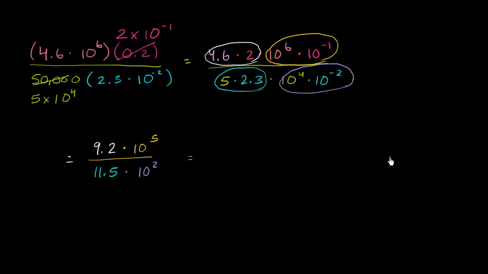So 9.2 divided by 11.5. Well, if we multiply both of these times 10, that's the exact same thing as 92 divided by 115. We've essentially moved the decimal to the right for both of them. And let me add some zeros here because I suspect that I'm going to get a decimal here. So let's think what this is going to be.